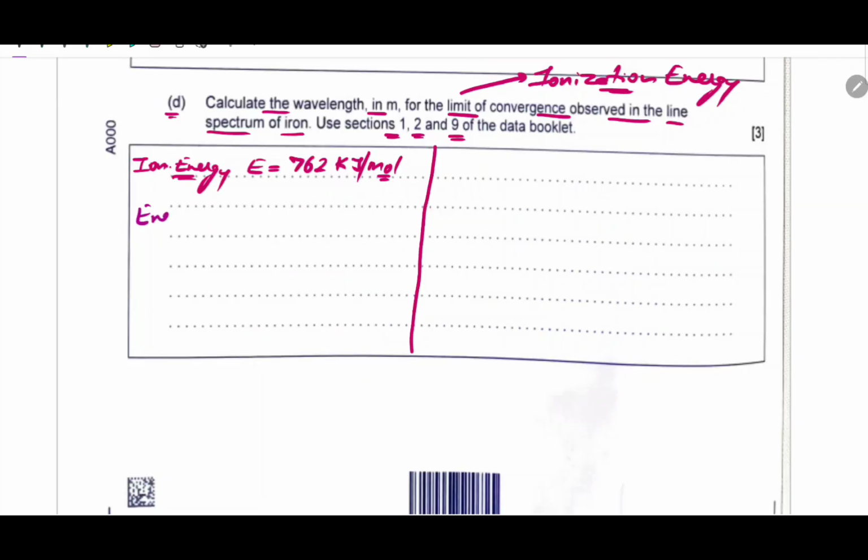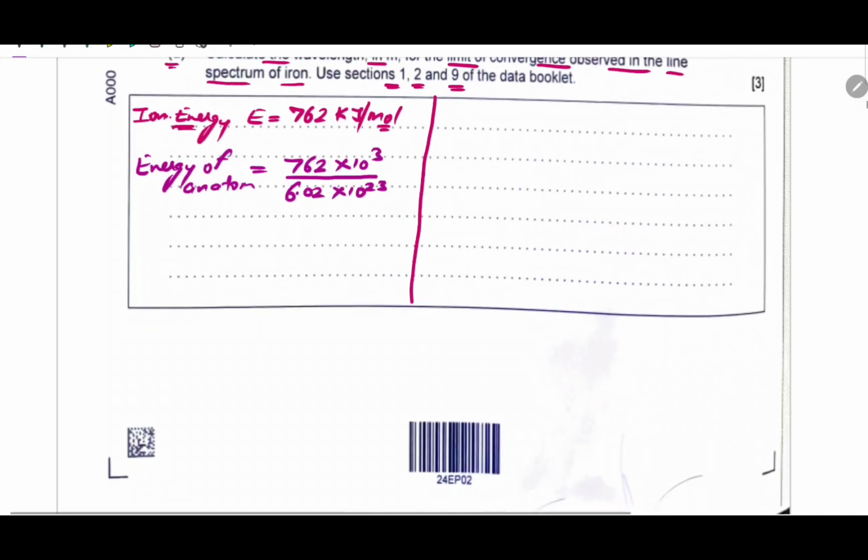Therefore, the energy of an atom will be 762 into 10 to the power 3, in joules, upon 6.02 into 10 to the power 23, which is Avogadro's number. If I multiply and divide, I will get 1.266 into 10 to the power minus 18 joule. That will be the energy of an atom.